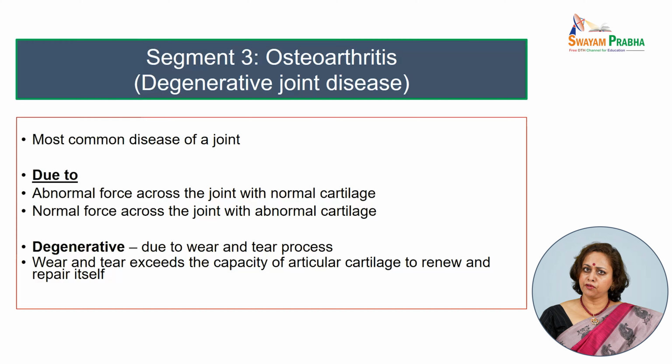Now it is degenerative, means what? Due to wear and tear. So normally any joint has got wear and tear, but usually any joint has a capacity of the articular cartilage to repair and renew itself. So if the wear and tear is less than the renewal capacity, the joint remains normal. But if the wear and tear exceeds the joint's capacity of renewal and repair, then you will get degenerative joint disease due to this wear and tear process being too much.